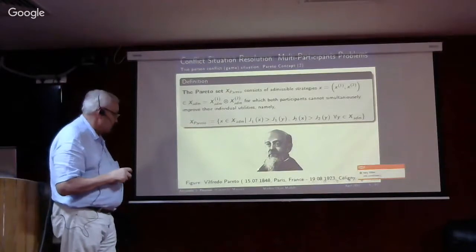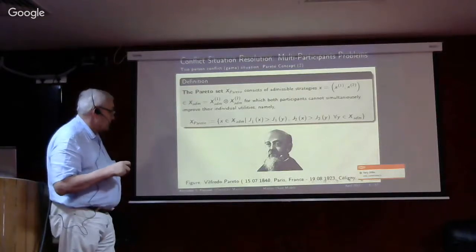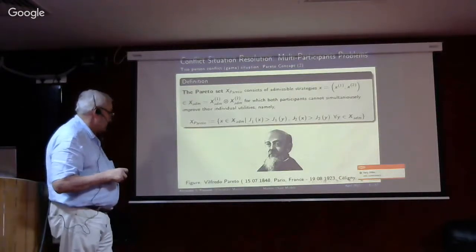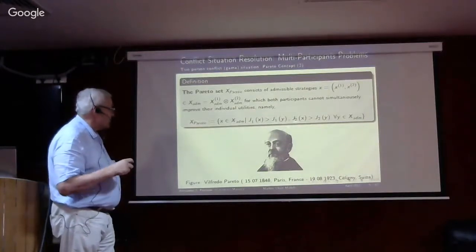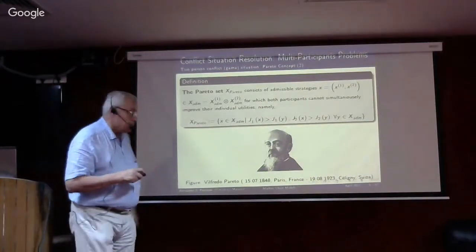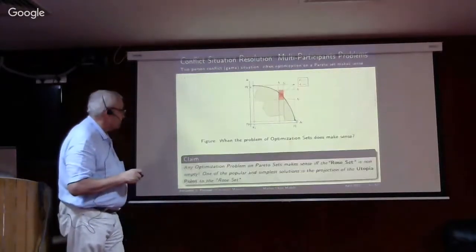He lived at the end of the 19th century and died in '23. So he's a French scientist. The condition of the Pareto set is this one, mathematically. But physically, I explain what we have.